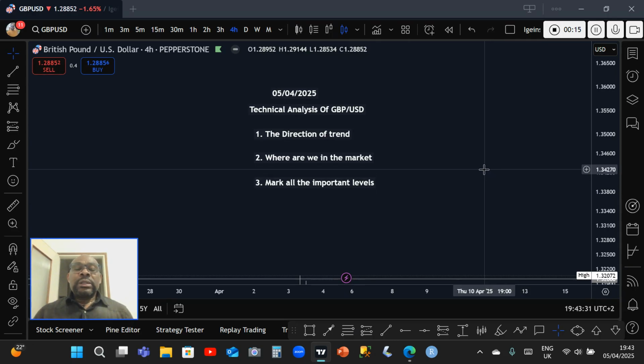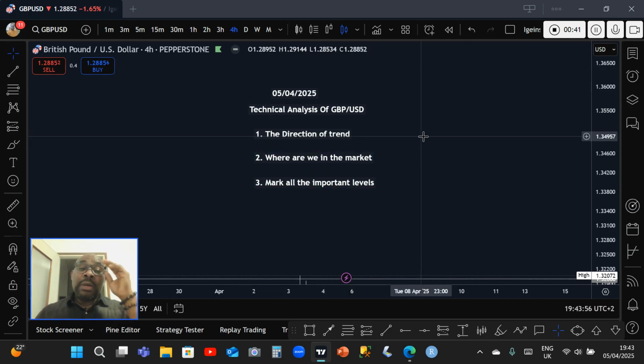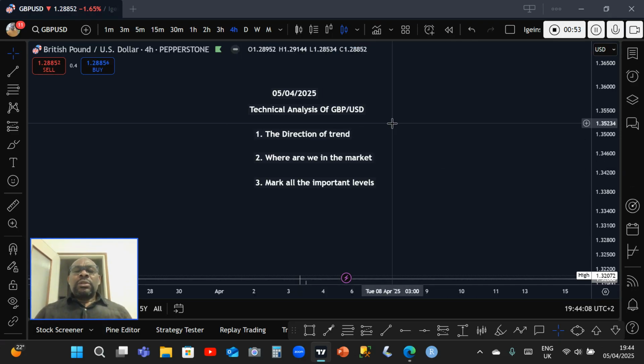I welcome you all to this technical analysis of GBPUSD. As we always do every week, all we do is we trade from Monday till Friday. Then the weekend we do our technical analysis for the week ahead. Whereas we all know the market opens at midnight on Sunday.